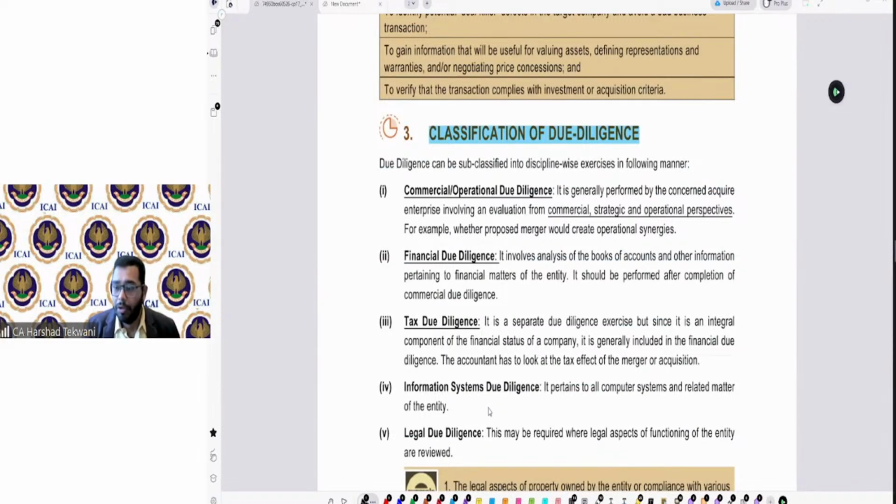Sometimes tax due diligence is also known as tax advisory services, so some people call it a tax advisory service. But again, it is tax due diligence where you analyze taxation matters with respect to the financial status of a company in detail.